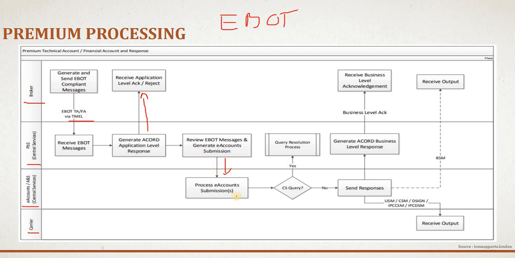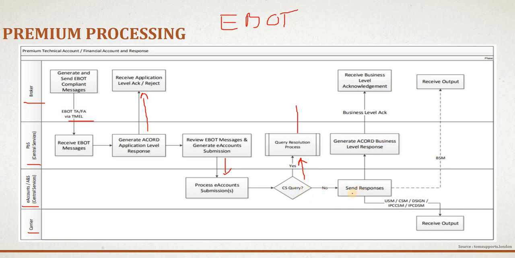And then the PBS services will review the ebot messages and generate the e-account submission, which will be automatically generated. Then the central services will evaluate and process this e-account submission, and if there is any query, it will go back to the PBS and then again to the broker in order to address those queries, if the query really makes sense.